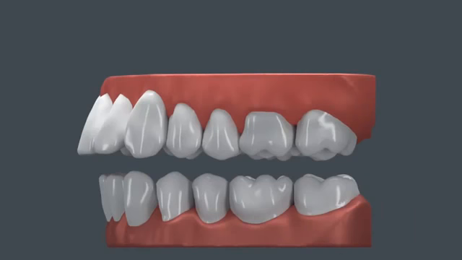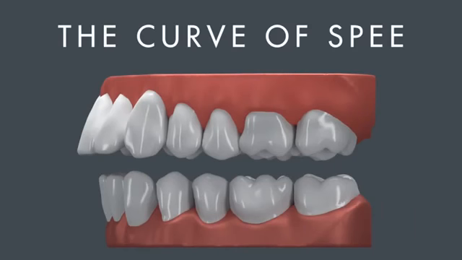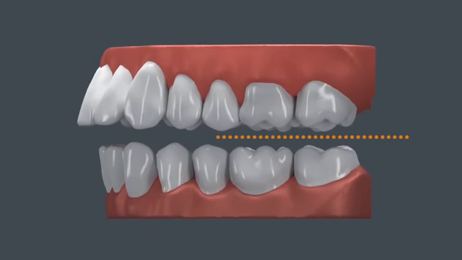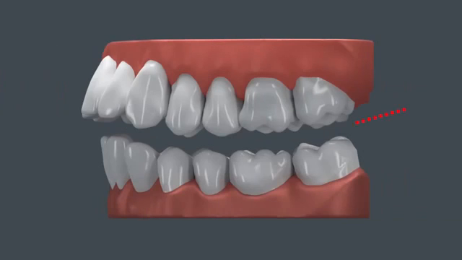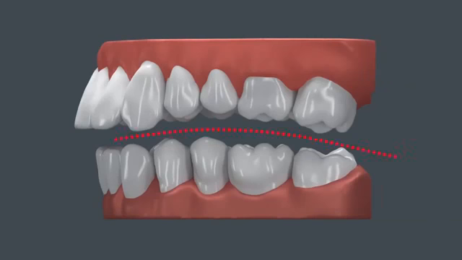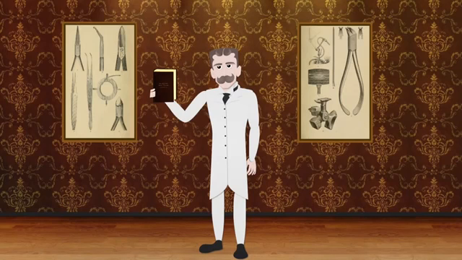And the final key is the curve of Spee. This describes the curvature of the occlusal plane. The curve of Spee should be flat, or slightly concave. A deeply concave curve won't allow enough space for the upper teeth, and a convex curve will spread them out too far.